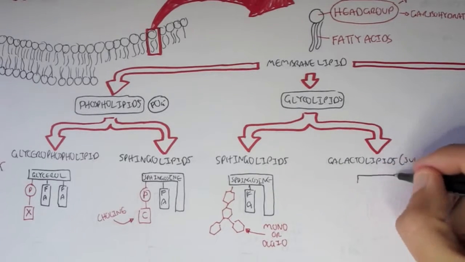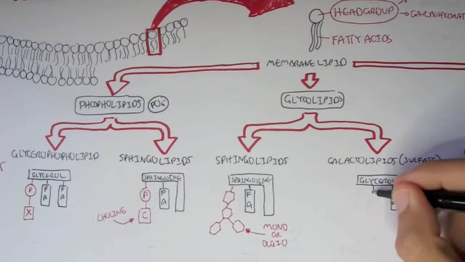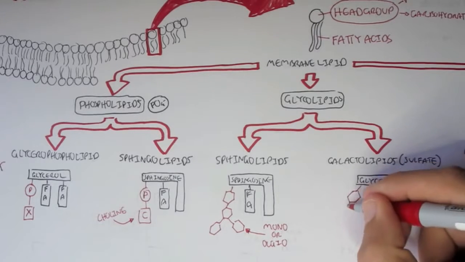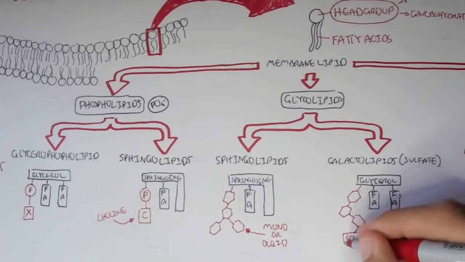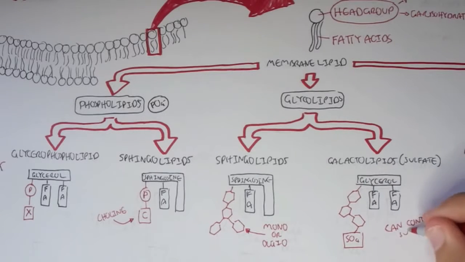A galactolipid contains a glycerol backbone, same as a glycerol phospholipid. Glycerol backbone with 2 fatty acid tails, and again, a carbohydrate chain. And in this case, particularly a sulfate head group.